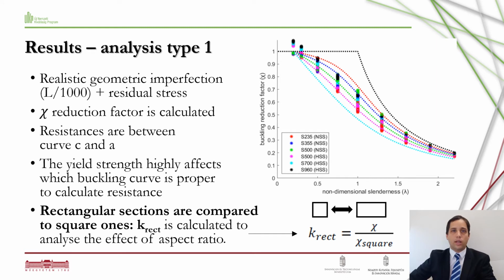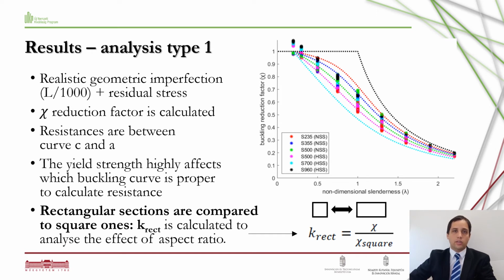Finally, I would like to show the results regarding the flexural buckling resistance. First, the case with realistic imperfection plus residual stress is examined. The reduction factor is calculated for all the virtual experiments, and those are compared with the buckling curves of the Eurocode. It is found that the results mainly are between curves C and A, and the yield strength influences which curve is the appropriate.